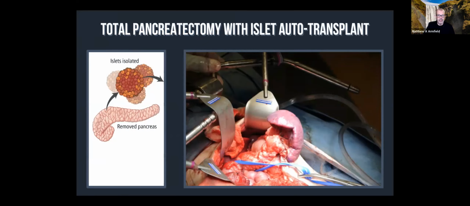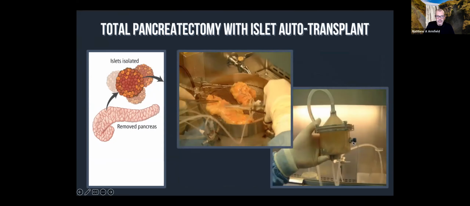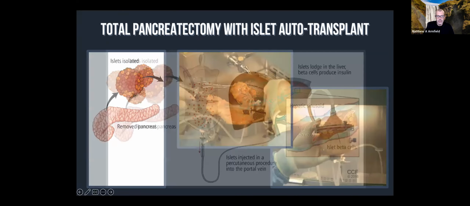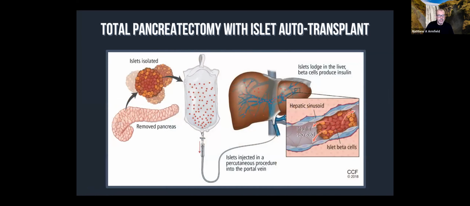So getting a little bit more into how that procedure is done. First, the pancreas is removed. You can see right there. Second, it undergoes both enzymatic and mechanical digestion. And then the islet cells are infused back into the patient via the portal vein, where they set up shop in the liver, and then your liver basically becomes the pancreas, well, half of the pancreas job.